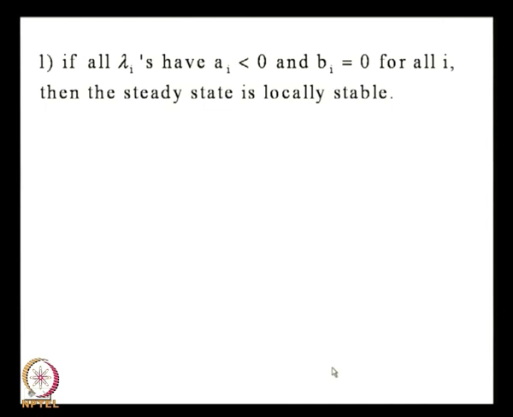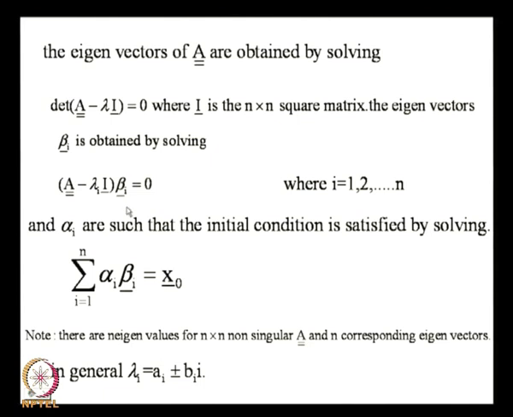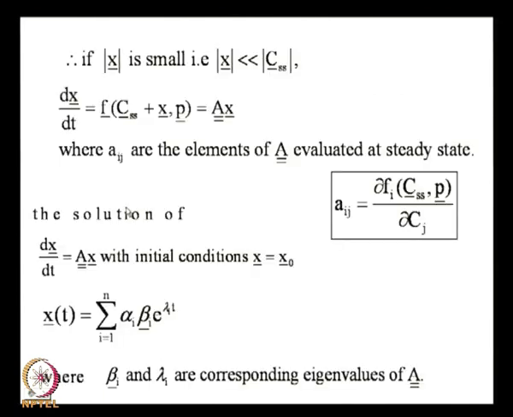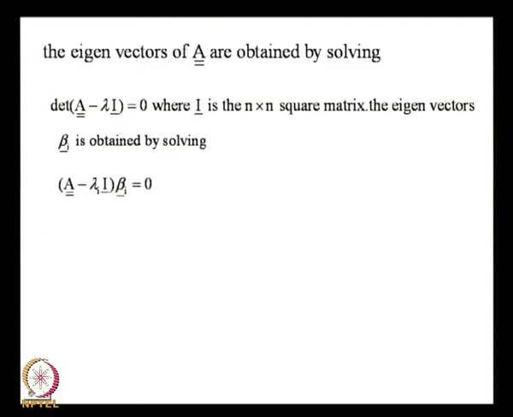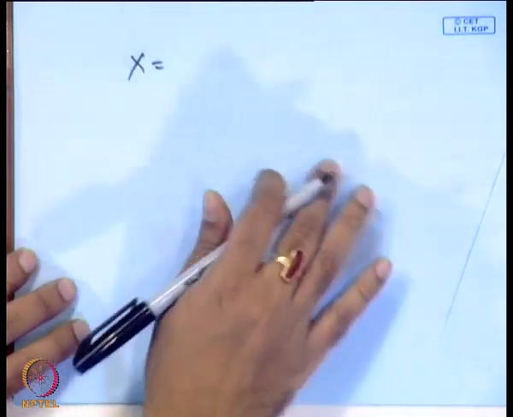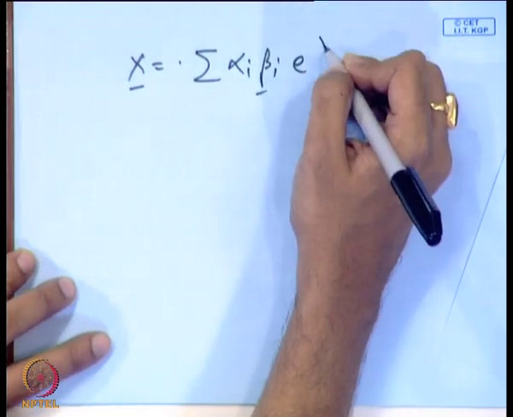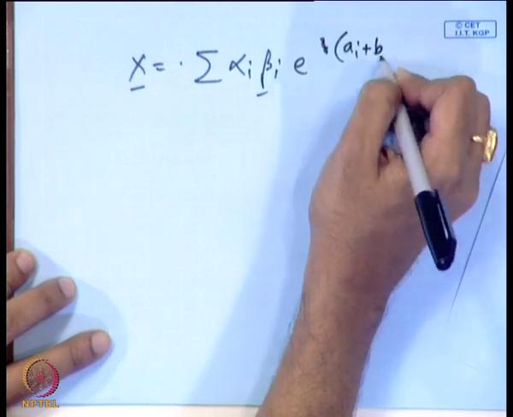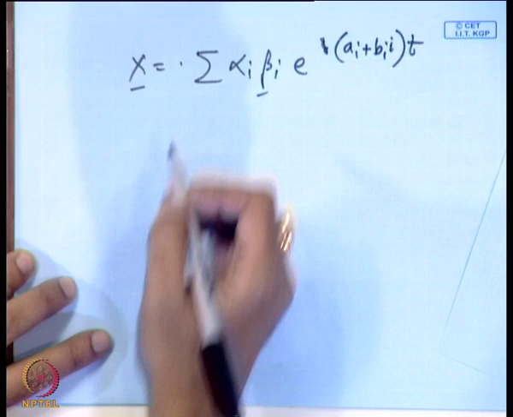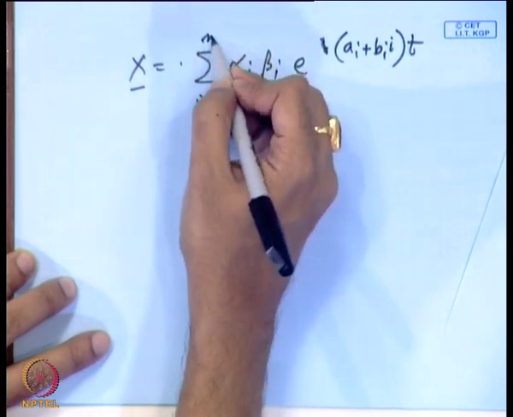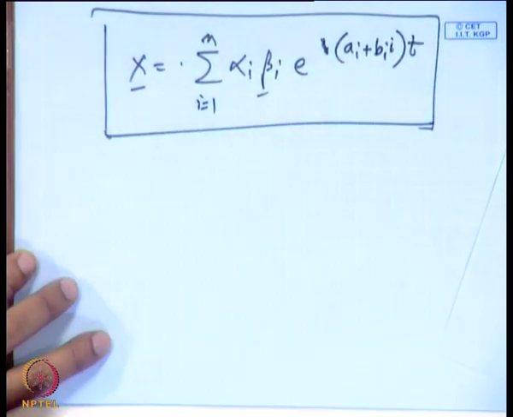So, I need to have the solution out here. Let us write lambda i as ai plus bi times i. Then x equals sigma alpha i beta i e to the power ai plus bi times i, times t, with i going from 1 to infinity. This is our basic expression, and all our stability results will depend on this.